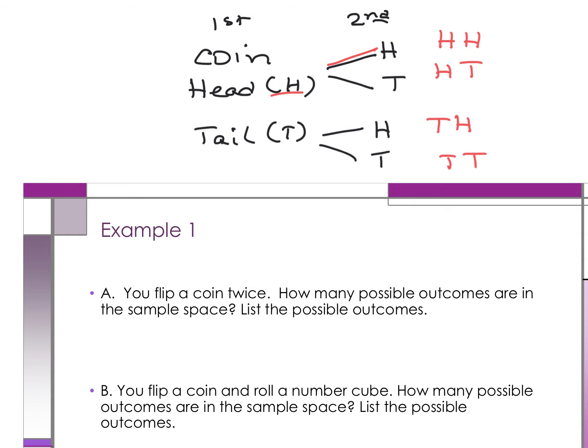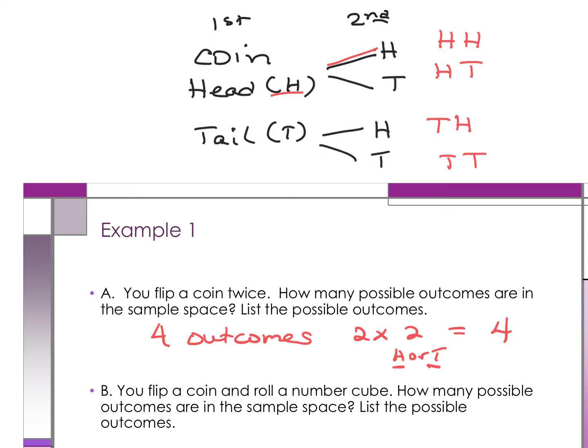Notice there are 4 outcomes. One way that you can double check is you could multiply the number of times you do it times the possible outcomes. So 2, and then there's 2 outcomes, head or tail. And then that's how I can double check my list here, that there should be 4 outcomes when I flip a coin twice.